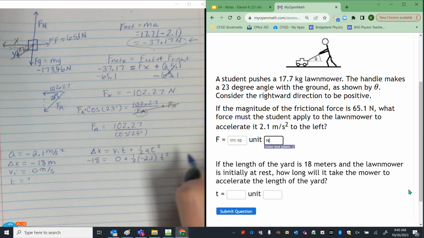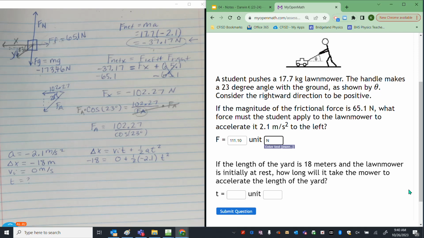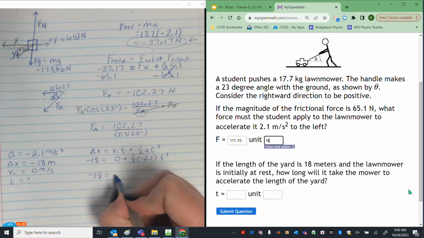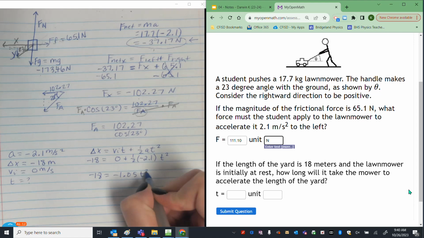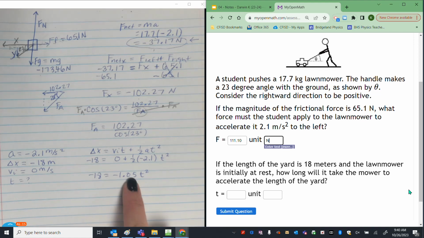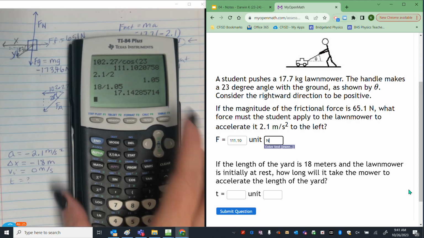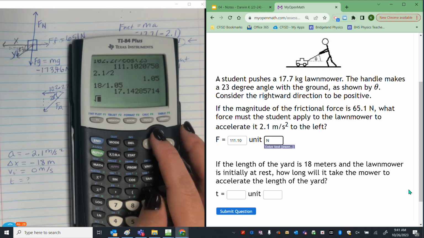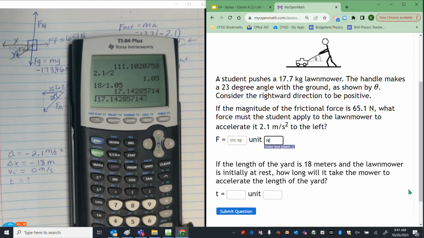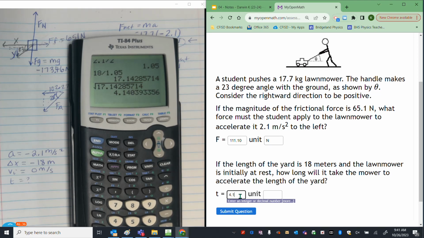Okay, so let's get half of negative 2.1. Okay, and that's going to be this. Negative 18 equals negative 1.05 t squared. We're going to divide both sides by negative 1.05. Those negatives are going to cancel. So 18 divided by 1.05 is going to give us this, but this is not our answer. This is t squared, so we still need to take the square root of that value, and that's going to give us our answer, 4.14 seconds.